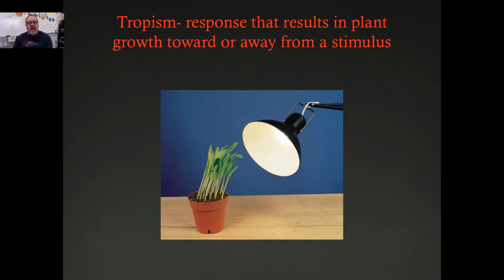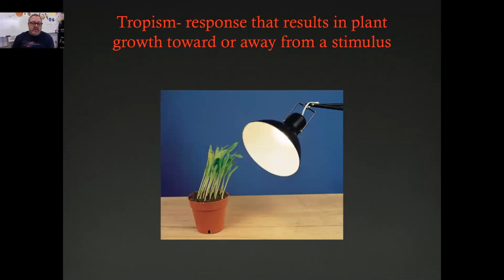That's the response that a plant has when they are growing towards or away from some sort of stimulus. Now, this light is representing that big shiny orb that we see up in the sky during the daylight hours, the sun. Now, plants like to grow towards the sun, right? Because that's where they're getting their energy.